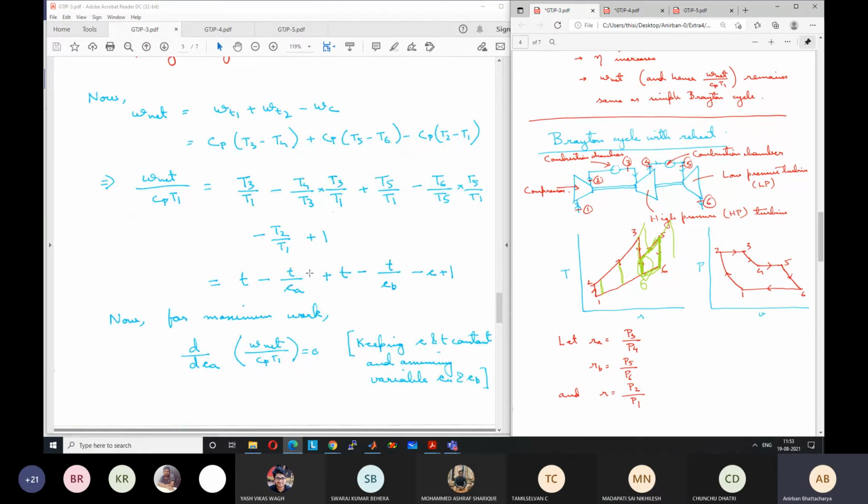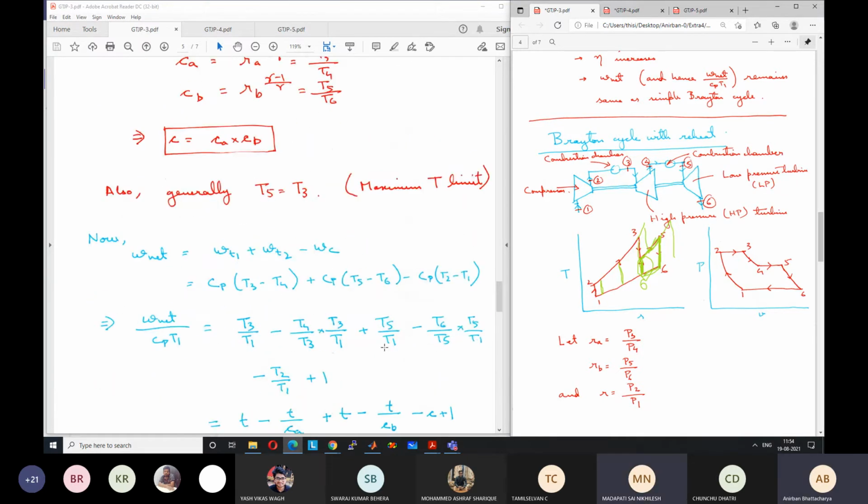This part is clear. So now, overall we can assume that the cycle temperature ratio and pressure ratios are constant for a given cycle. Our variables are CA and CB, and CA and CB are not independent. If I change one, the other can change. So there is only a single variable, CA or CB. If we assume that CA is the variable, we can write CB as C by CA, right?